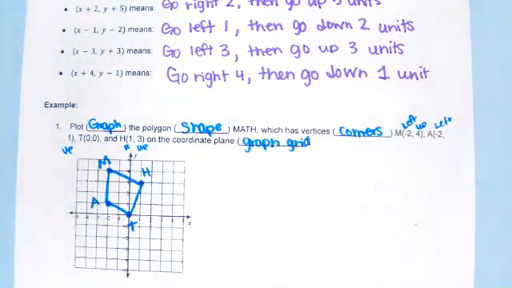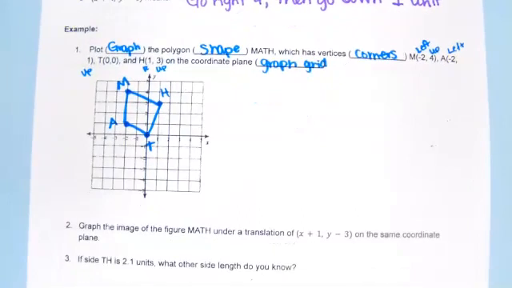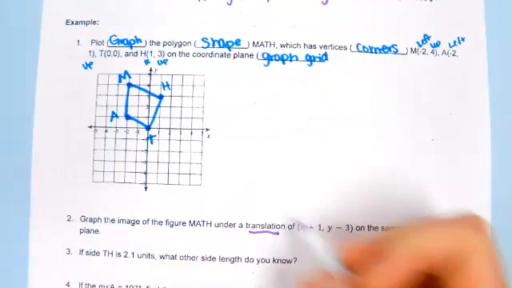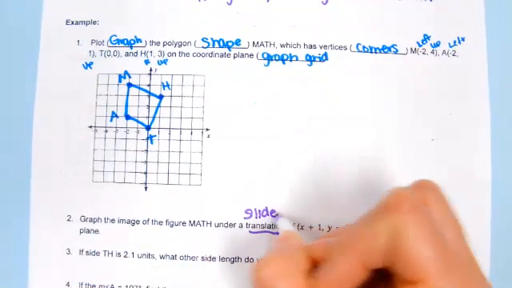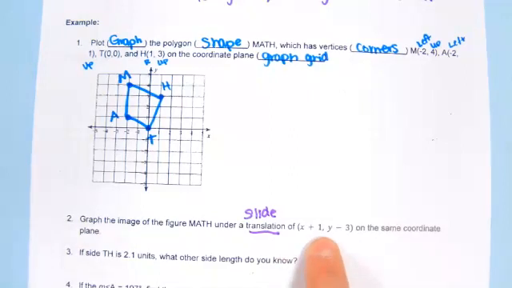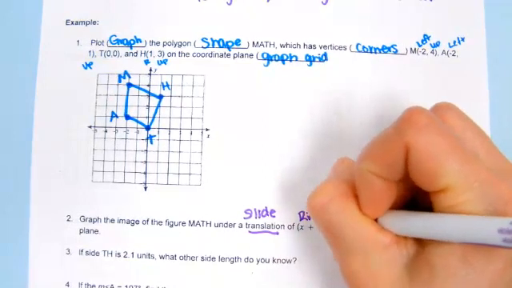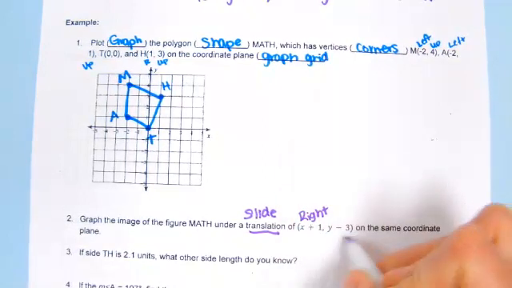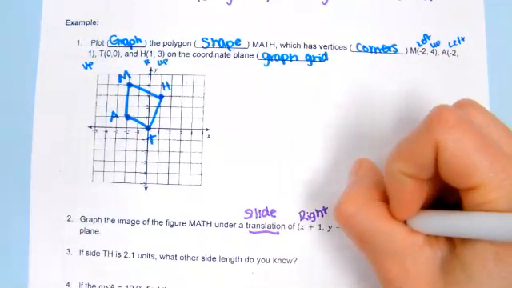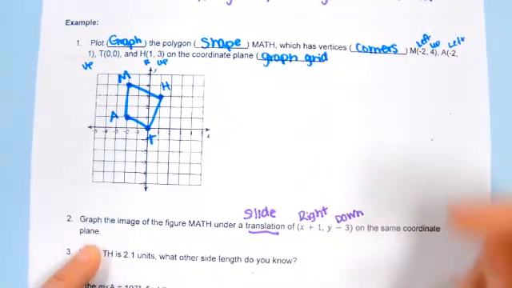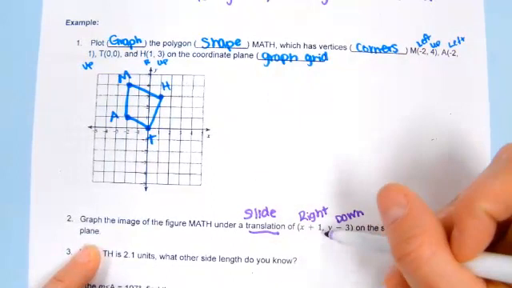Okay, and so then we got to read what it says to do. It says down here, graph the image of the figure MATH under a translation now. So the translation means we're going to slide this guy, and now we got to read this. X plus 1 in the first one means we got to go right 1. And then y minus 3 means we're going to go then down 3 on the same coordinate plane. So we're going to move everything right 1 and down 3.